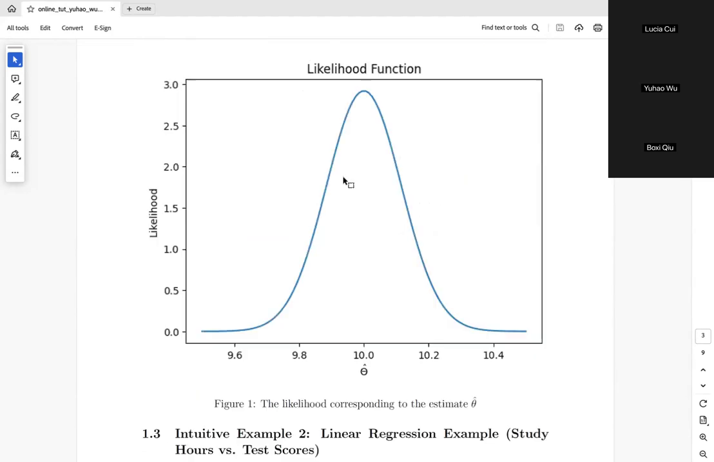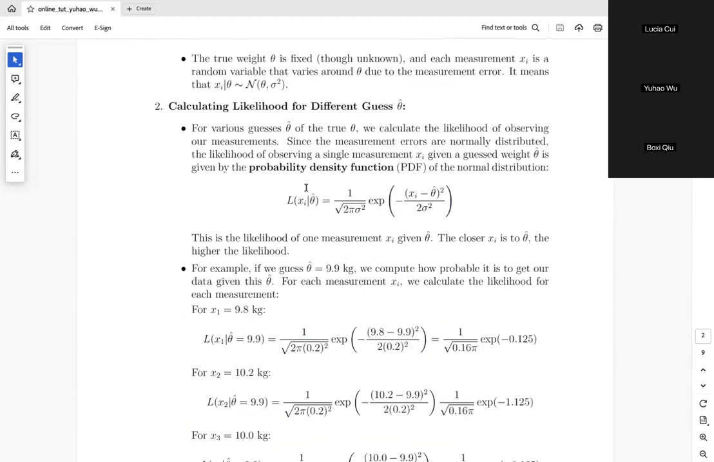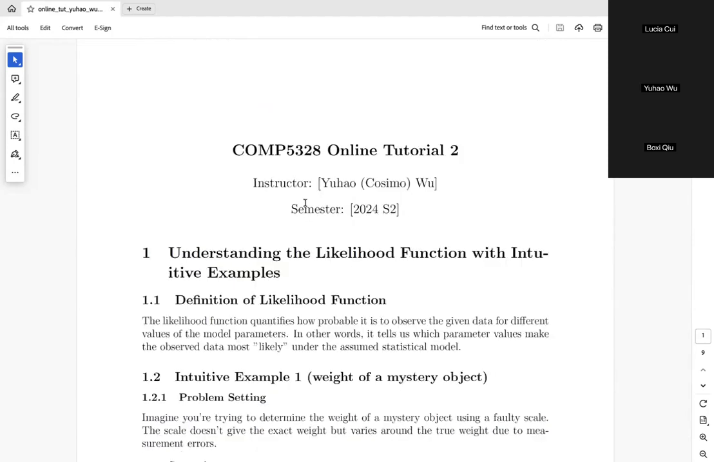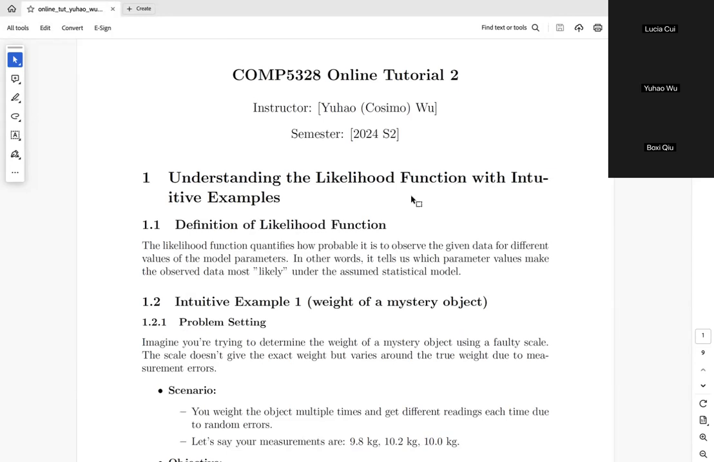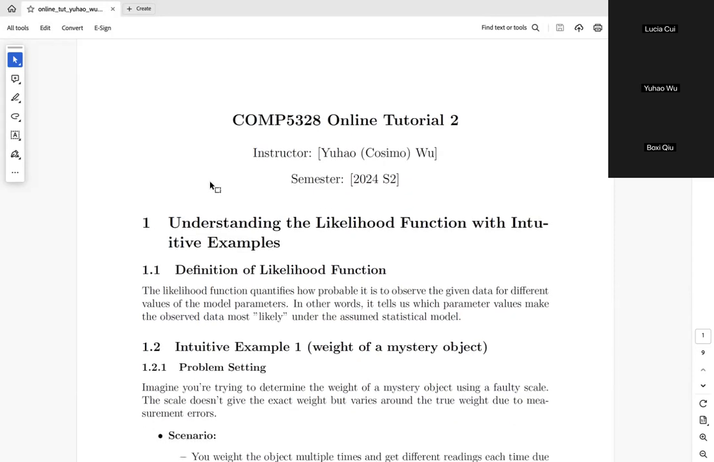Okay, and we will use some intuitive examples, like some toy cases, and some coding to help us have a very deep understanding of the maximum likelihood function. I will cover this content in 1 hour, and we have another 1 hour for Q&A, and you can ask any question about this online tutorial content. Now let's get started.